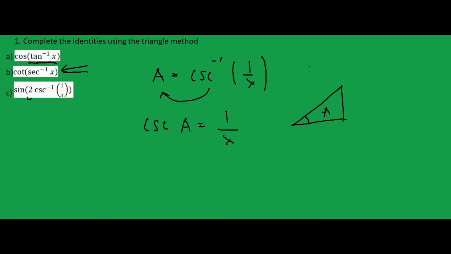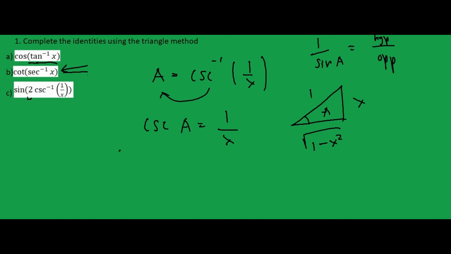Cosecant is 1 over sine, which means that it is hypotenuse over opposite. So here the hypotenuse is 1 and the opposite is x. So the unknown side is the square root of 1 squared, which is still 1, minus x squared. So this is the unknown side.